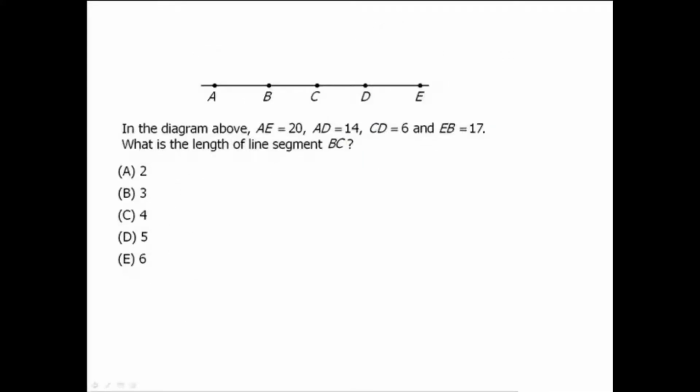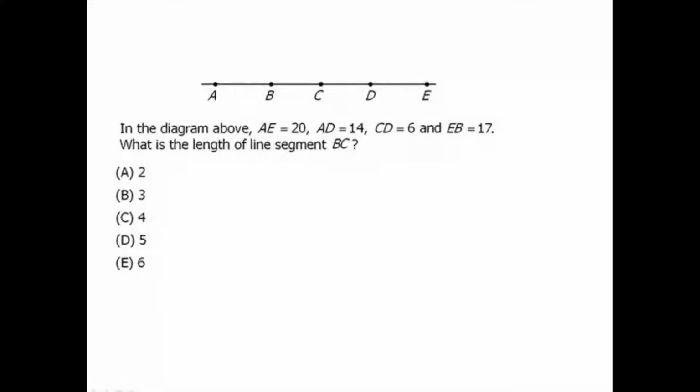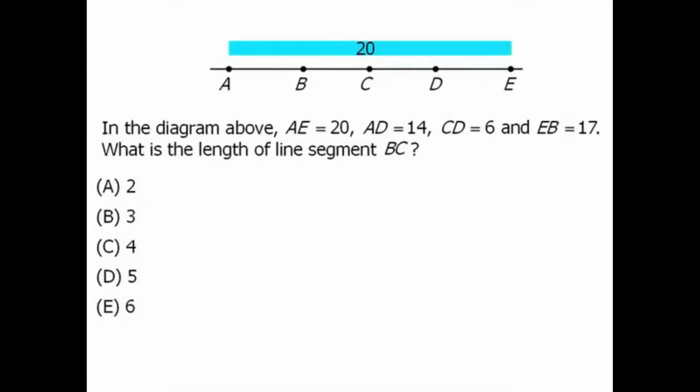Okay, there are several different ways to tackle this question. Here's one approach. We're told that the length of AE is 20 and EB is 17. So we now know that this pink length plus the yellow length of 17 must equal 20. So we can conclude that the pink length is 3. AB equals 3. We know that AD equals 14. We're given this. So 3 plus this gray length must equal 14. So the gray length, or BD, is equal to 11.